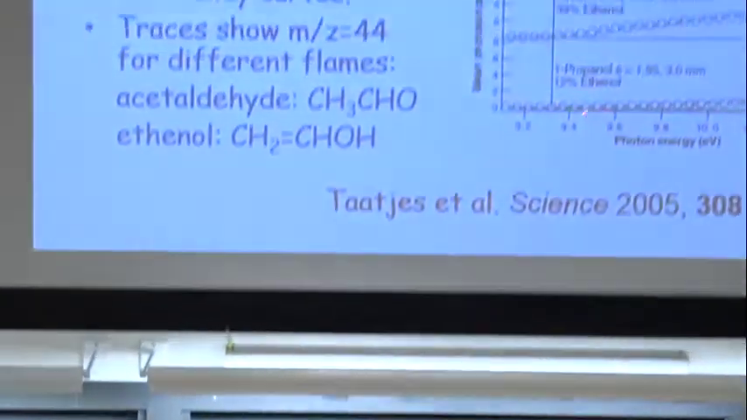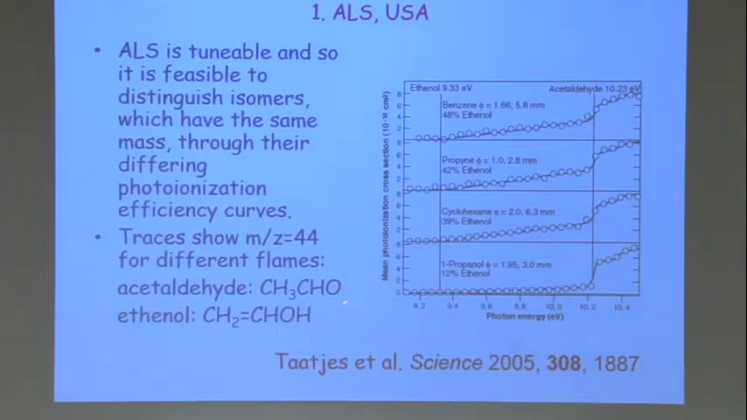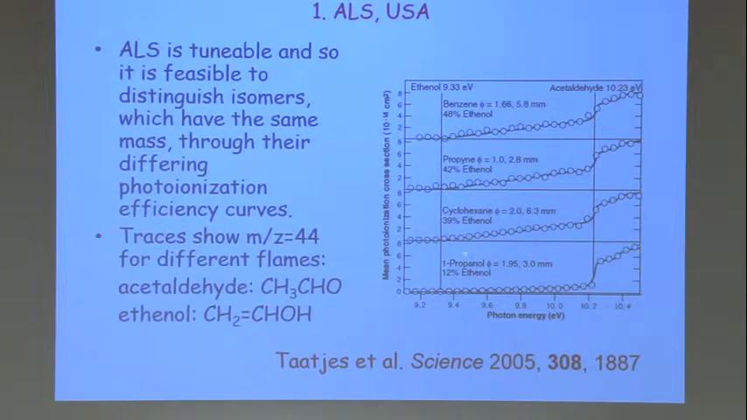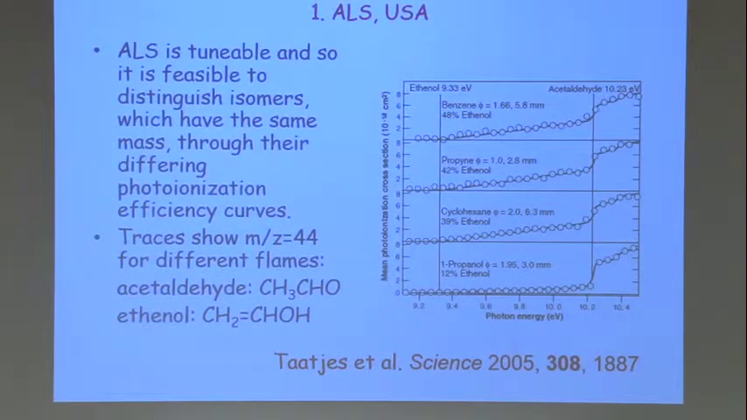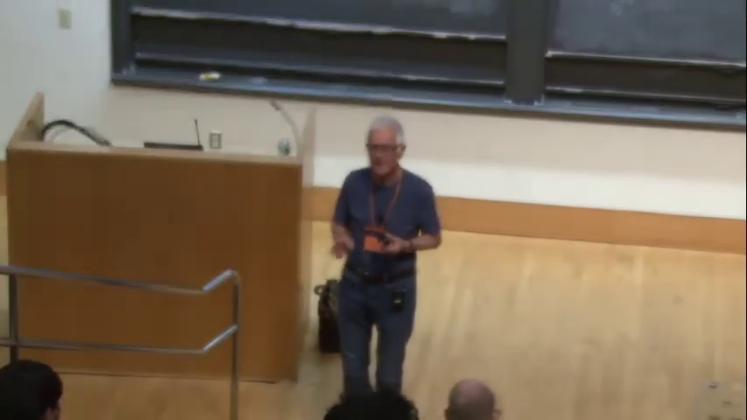But with the advanced light source, what you can do is you can change the photon energy, and ethanol has a lower ionization energy than does acetaldehyde. And so you can see here that as you change the photon energy, you get a mass 44 peak coming in here, well below the photoionization energy for acetaldehyde. And this is ethanol. And then the acetaldehyde kicks in up here. And these are different flames, propanol, cyclohexane, propyne, benzene, all showing the presence of ethanol as well as acetaldehyde. And so this hadn't been demonstrated at all in flames previously, but this is the great advantage of the advanced light source.